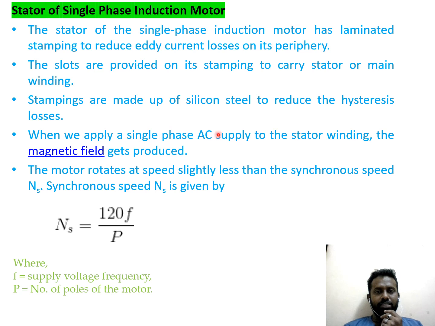When we apply a single phase AC supply to the stator winding, a magnetic field gets produced. The motor rotates at a speed slightly less than the synchronous speed. Synchronous speed is denoted by N_s, which is 120 f by P, where f is the frequency and P is the number of poles of the motor.